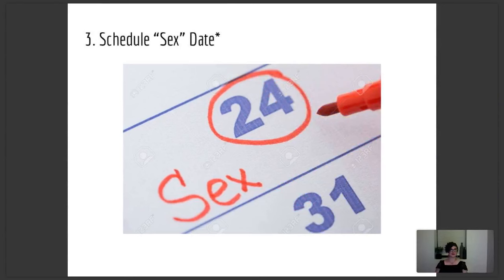Okay, so the next tip is to schedule a sex date. And again, I just want to reiterate here that by sex, I don't mean that on this date you are committing to having sex, right? Again, sex can mean anything you want it to mean. The purpose of this tip is to create an intentional time when you are going to make space to be with your partner in a sexual or sensual way and create intimacy, right? So you're just blocking out time for that.